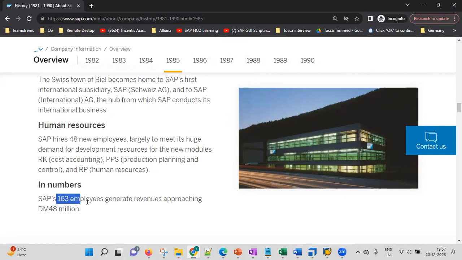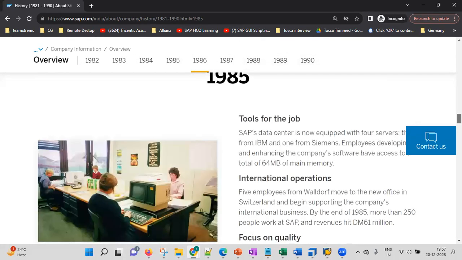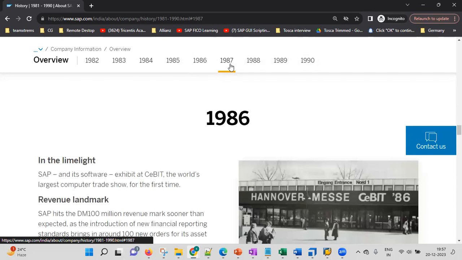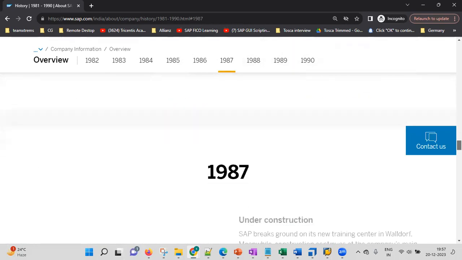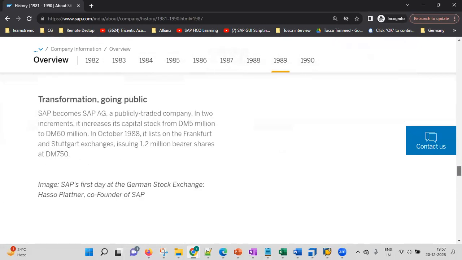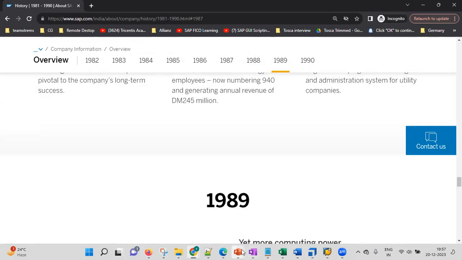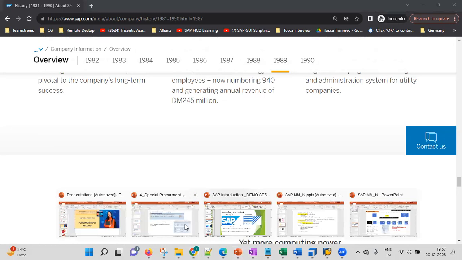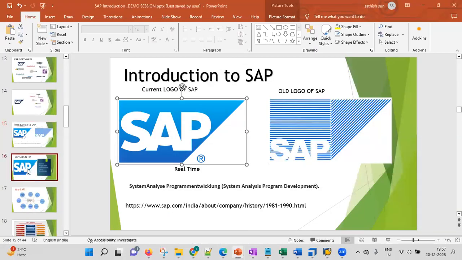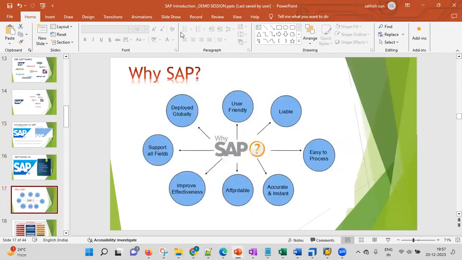At 163 employees, slowly employees are increasing. 185 tools for job, and 87, 88, all you can see here. Slowly that was evolved in such a way by SAP. Okay, so here you can see why we should have SAP.